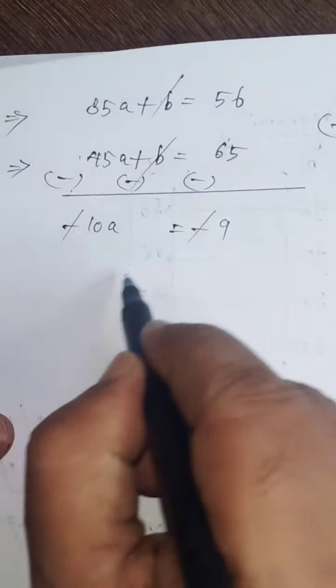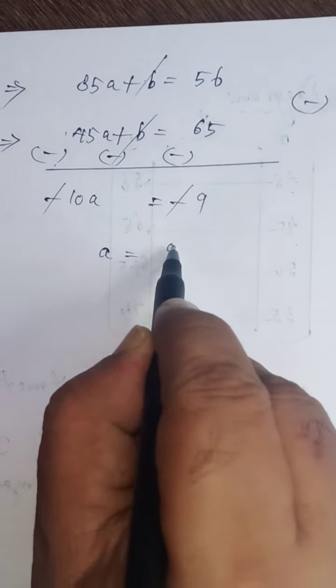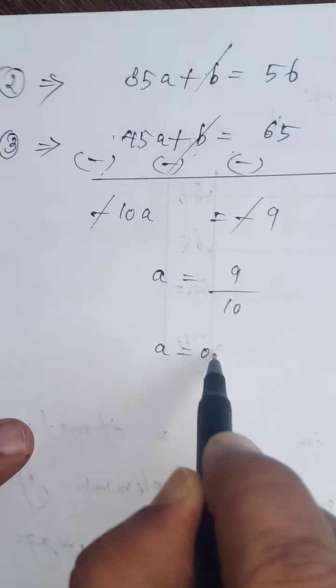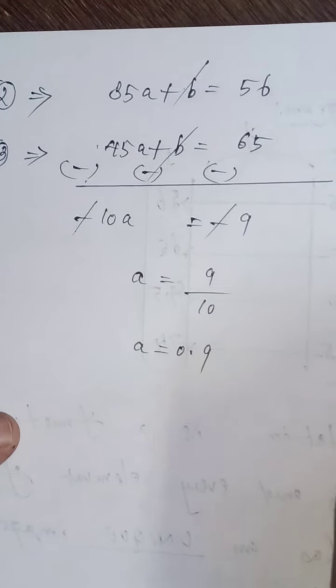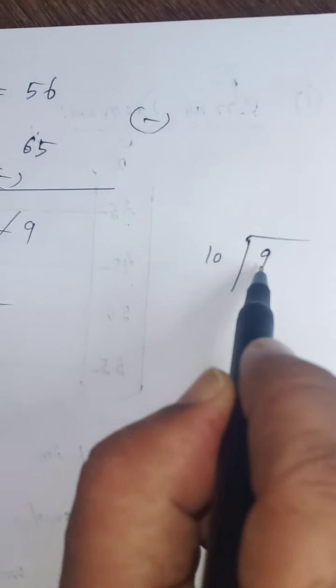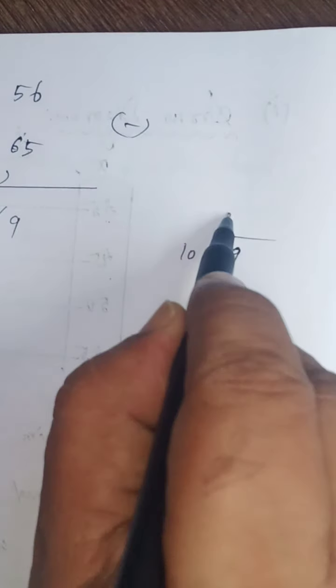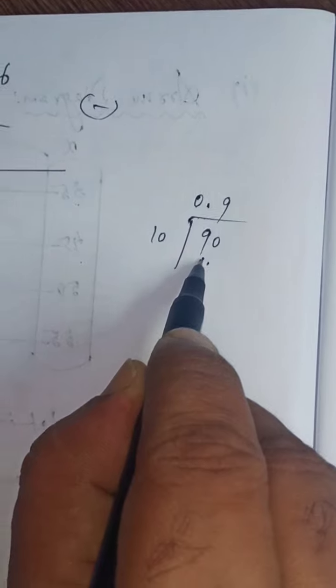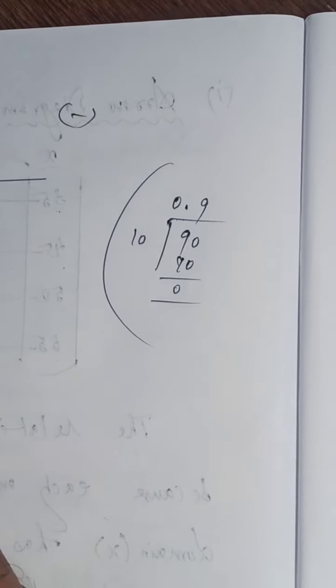Both minus get cancelled. a is equal to 9 divided by 10. So 9 by 10, you know that this is 0.9. 9 divided by 10, it is not possible, so you have to put 0 point and a 0. How many times? 9 tens are 90. Remainder 0. So what's the answer? 0.9. I got the value of a.